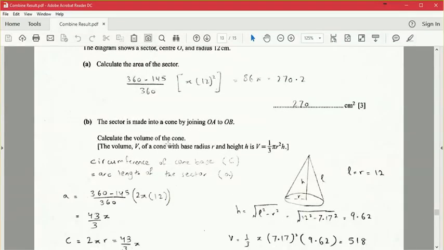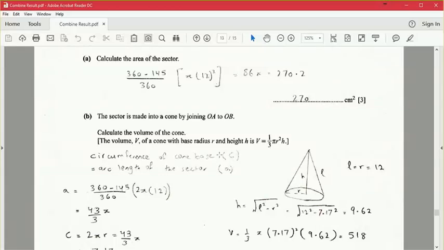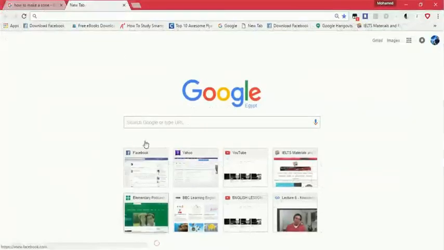Calculate the volume of the cone. And here he gives the formula for the volume of the cone. So how can we make a sector into a cone? Actually, this one is difficult, and you must imagine how a circle or a sector is made into a cone. And you can find it here on YouTube.